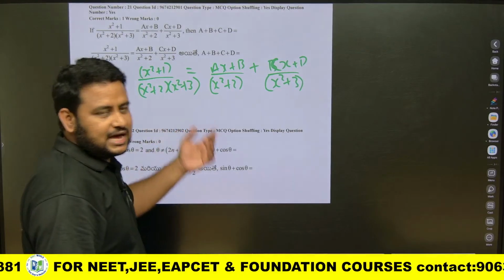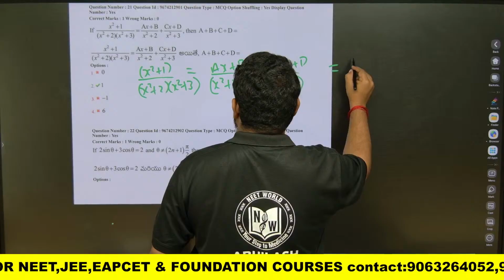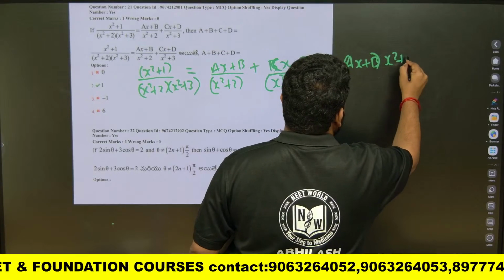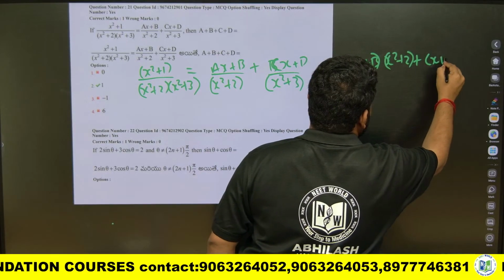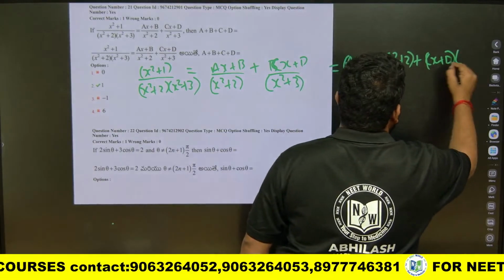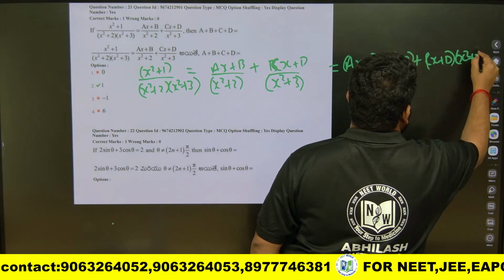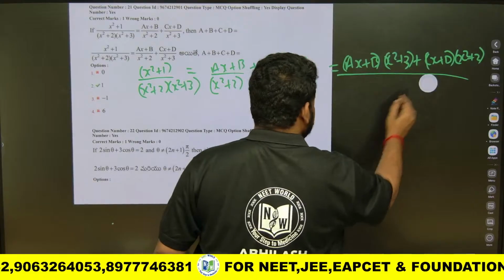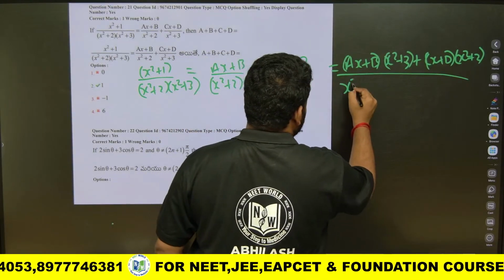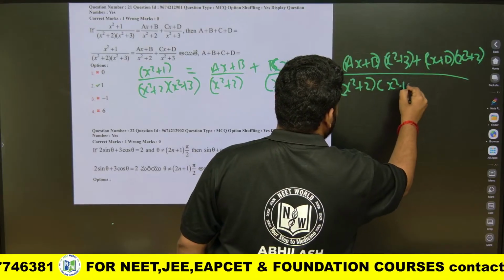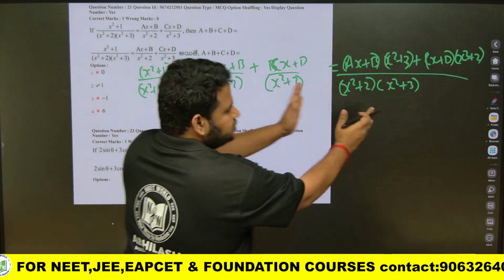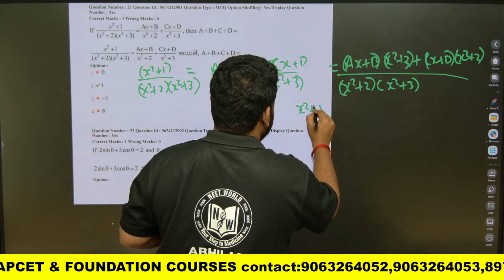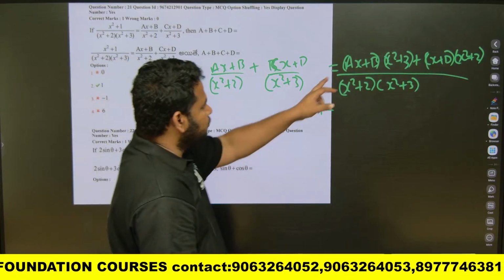Now if I take the LCM, I'll have (ax plus b) into (x square plus 3) plus (cx plus d) into (x square plus 2) in the numerator. The denominator, if I take the LCM, is (x square plus 2) into (x square plus 3). Very simple question. Here the denominator is the same on both sides, so it will get cancelled. On the LHS I'll have x square plus 1, whatever is in the numerator, and this will be equal to the expression with a, b, c and d.